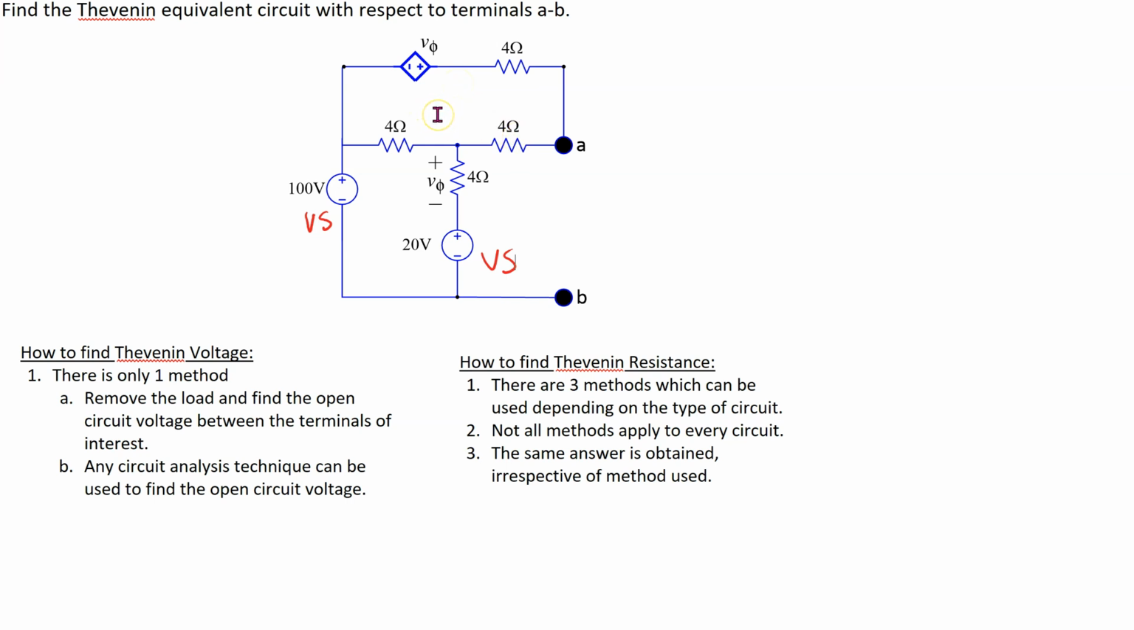The symbol for the dependent source has a plus minus inside it. So this is a dependent voltage source, and we can see that the magnitude of this dependent source is in terms of a circuit voltage. So this is a voltage controlled voltage source. Let's see how we can find the Thevenin voltage and the Thevenin resistance for such a circuit.